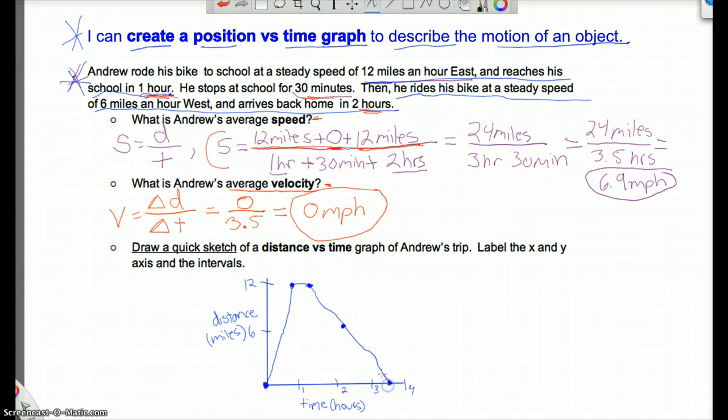Okay, let's review this graph to make sure it makes sense. Right here, the slope would say that he's going 12 miles per hour, which makes sense. He went 12 miles in 1 hour. Here, the slope would say that he's going 0 miles per hour, which makes sense because he's not moving. This part of the slope would say he's going 6 miles per hour, which makes sense because in this hour, he went 6 miles, and in this hour, he went 6 miles, which leaves us at a slope of 6 miles per hour.